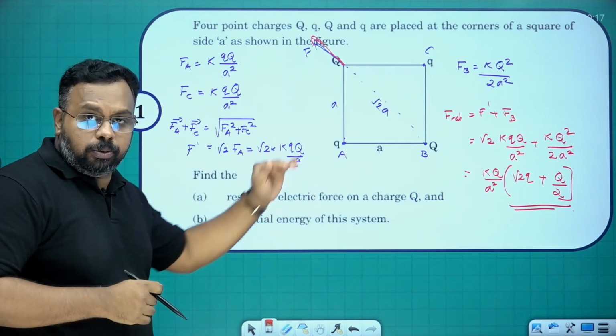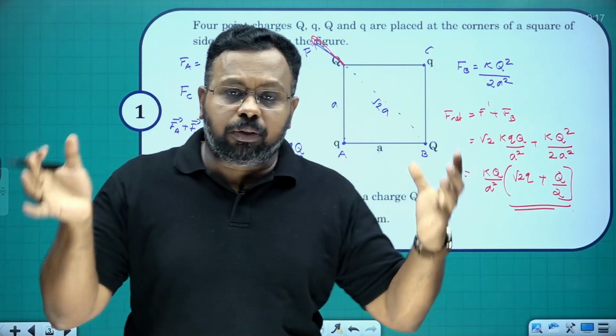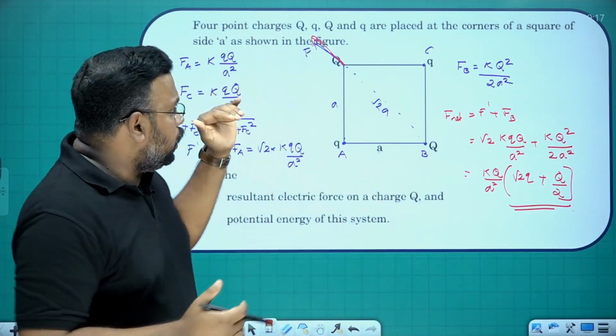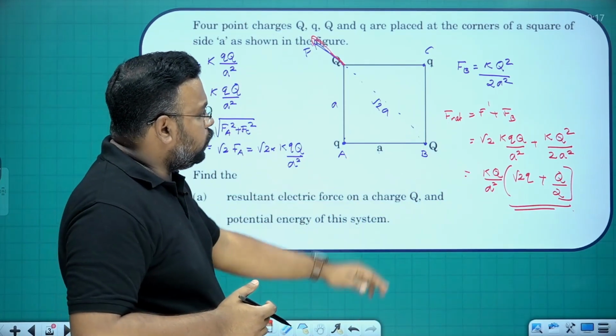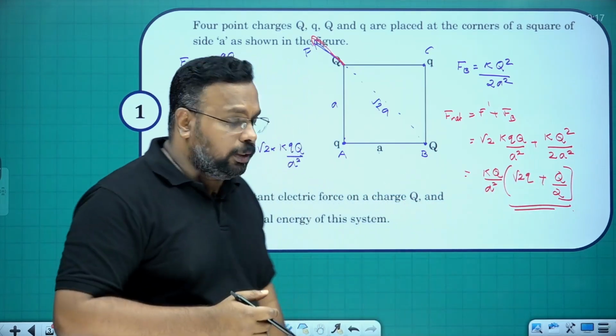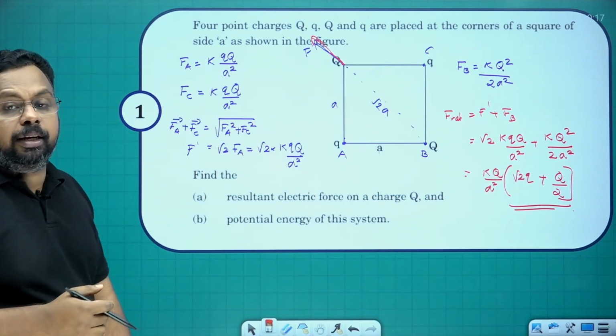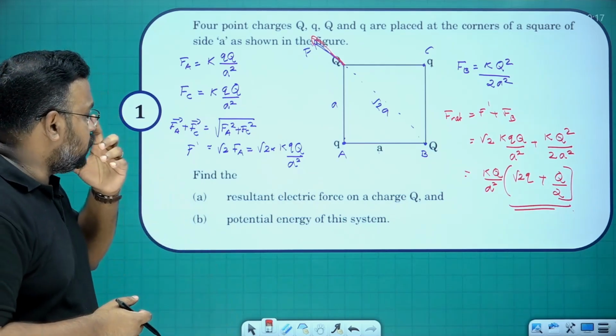Remember students, in 3-mark questions you need to show all the steps properly and make sure that you are concluding the question. Like they're asking what is the resultant force acting on a charge Q. So this is the resultant force acting on a charge Q. Then, potential energy of the system.